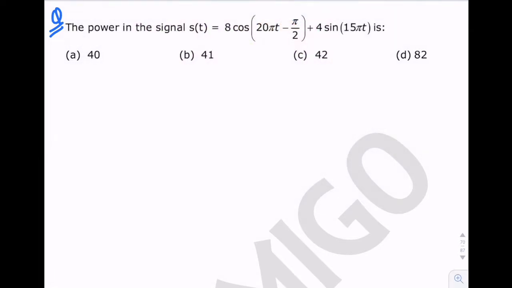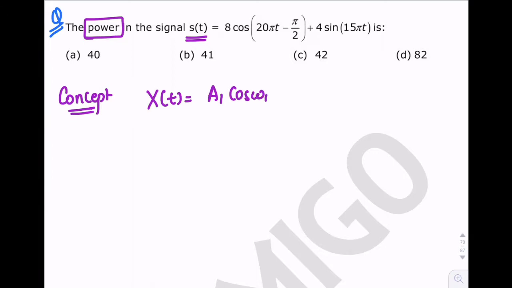So here a signal is given and we have to find the average power of the signal. The concept behind the question is, suppose we have a signal x(t) equal to A cos omega 1t plus B sin omega 2t.